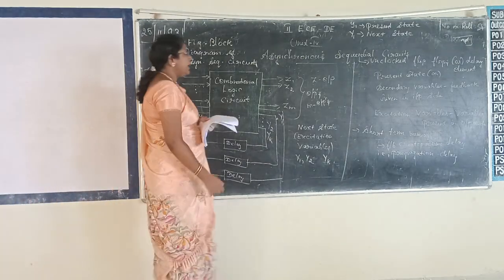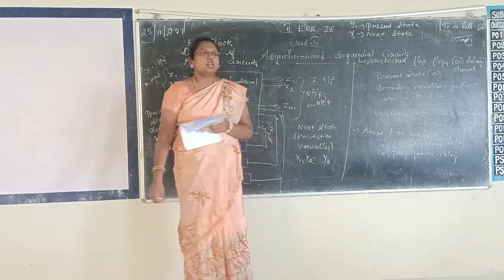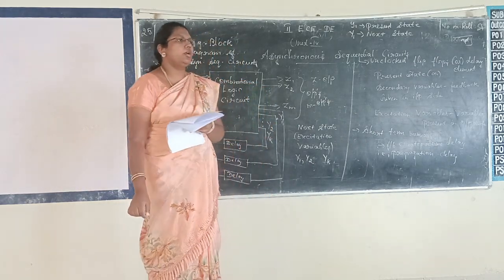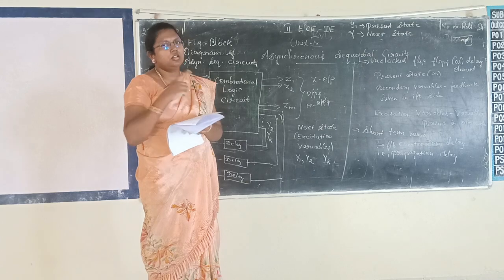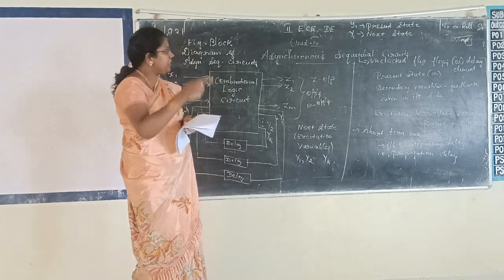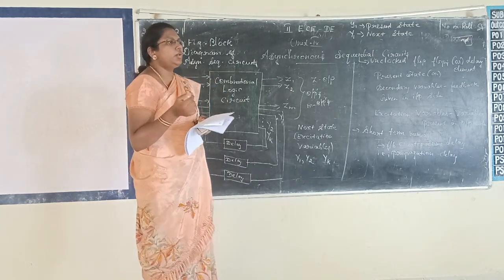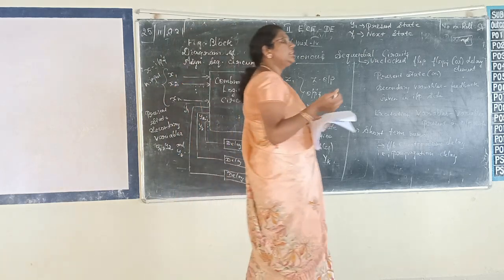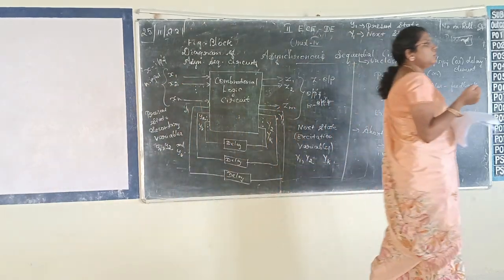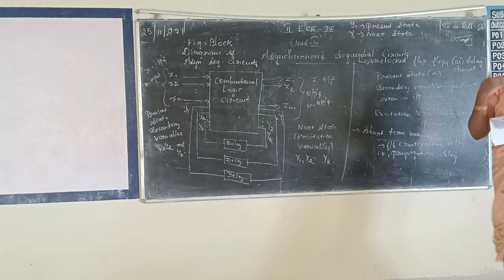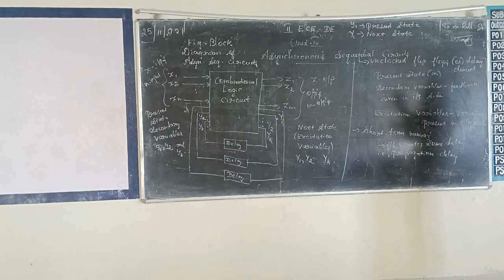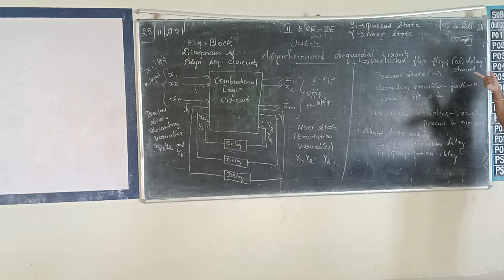This is the fourth unit, asynchronous sequential circuits. The outcome of this unit is that we are going to design and analyze asynchronous sequential circuits. In the third unit we discussed synchronous sequential circuits, right? We derived the excitation table, then found the Boolean expression, and using that we designed the sequential circuit. In a similar way, we will do this for asynchronous sequential circuits.